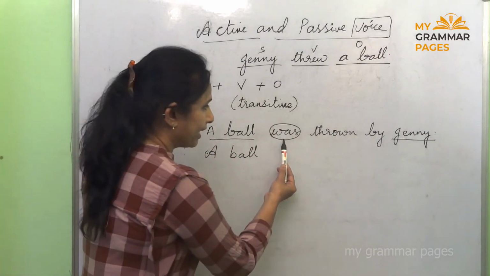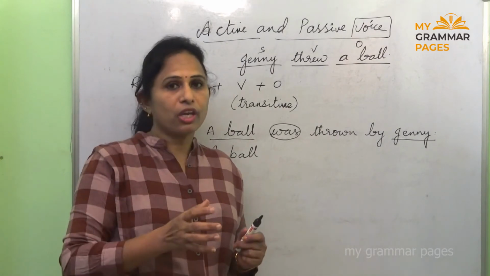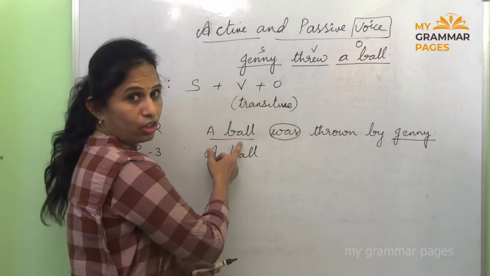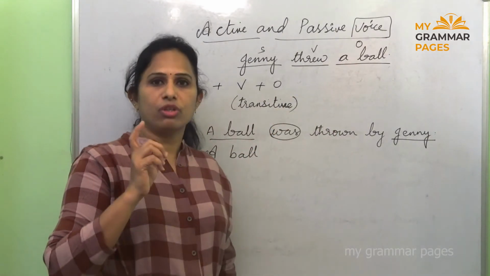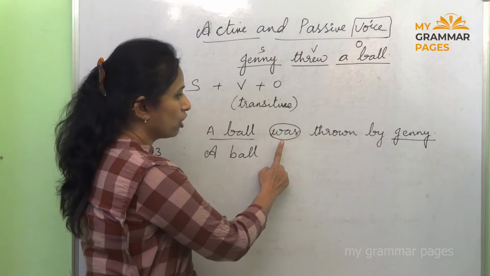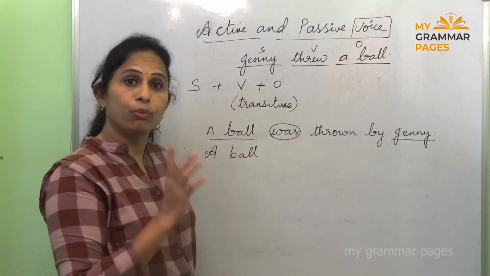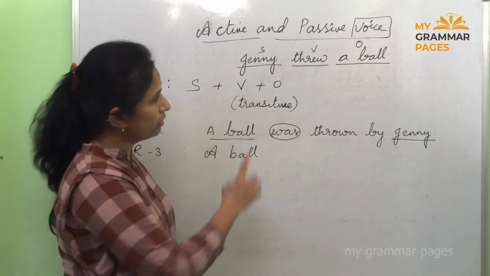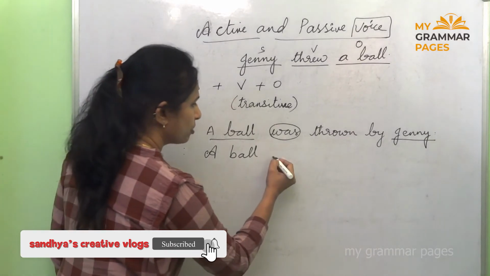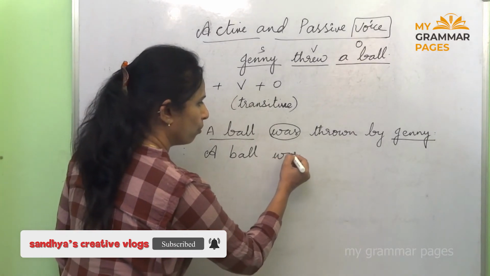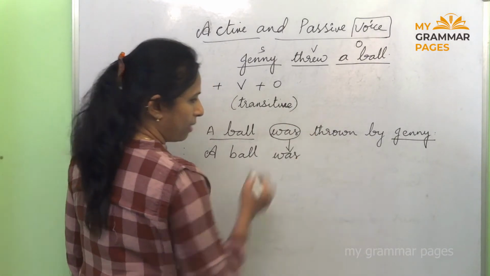So when you have identified that, then you need to remember the be forms that are to be used, suitable for the object. Sometimes the object will be singular and sometimes it will be plural. If it is singular, you are supposed to take was. If it is plural, you are supposed to take were, based upon the object's number as well as the tense of the verb given in the active sentence. Now, as per the rule, I have taken was. A ball was. Now, this particular part is completed.